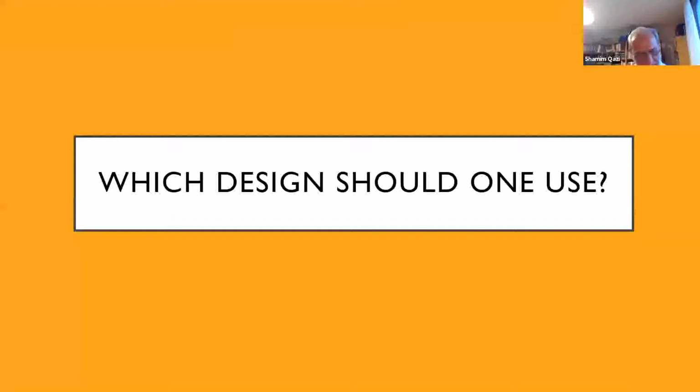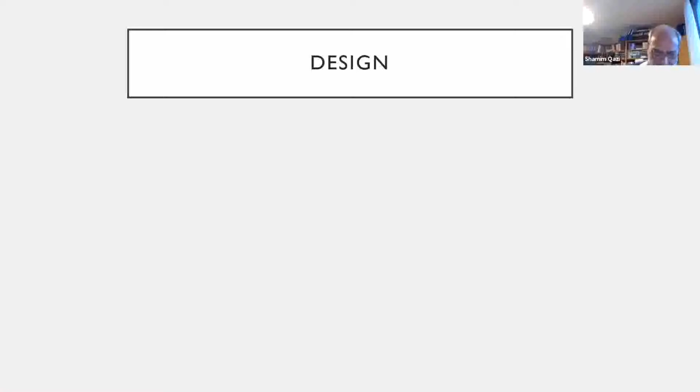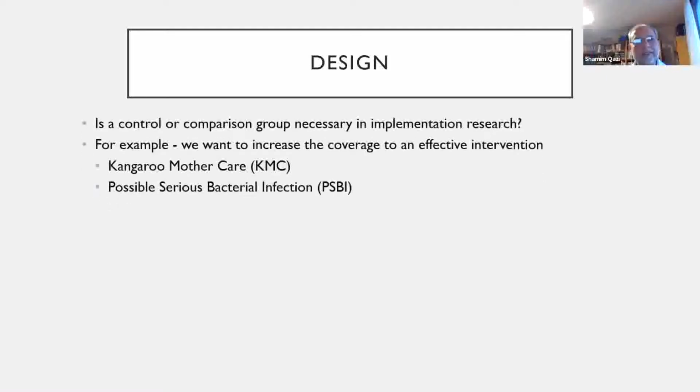So which design should one use? Both Sanjay and Suduptu did a very fine presentation, sharing with you a huge number of designs. Sometimes it is overwhelming also. If yesterday Rajiv shared a definition which said that if you want to improve the implementation of an effective intervention such as KMC or PSBI through implementation research, which will be useful for the program, is it necessary to have a control or comparison group?